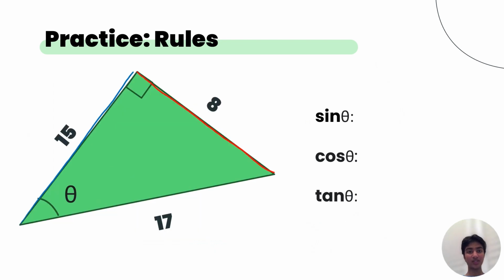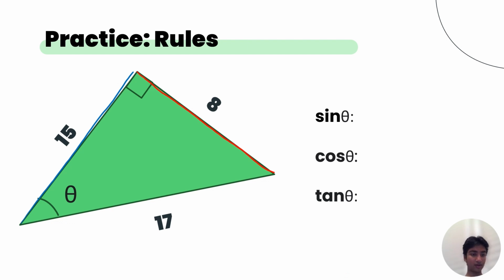Okay, let's do one more set of practice. As you can tell, the triangle is oriented a little bit oddly, but don't let that confuse you. Use the 90 degrees as your reference point, and then solve for all these ratios: sine theta, cosine theta, and tangent theta. Pause the video as you work through them, and then I will go through them, review them after you're done. Okay, let's get started.